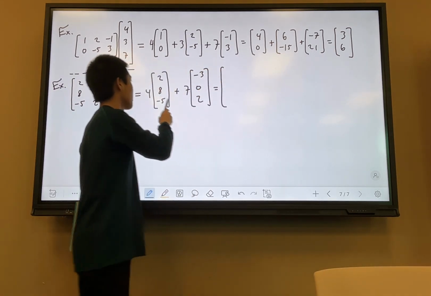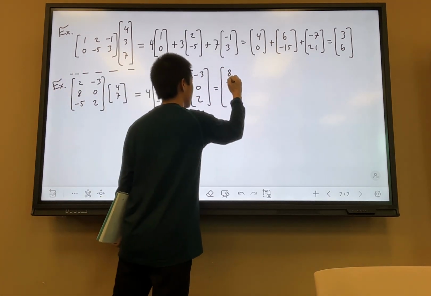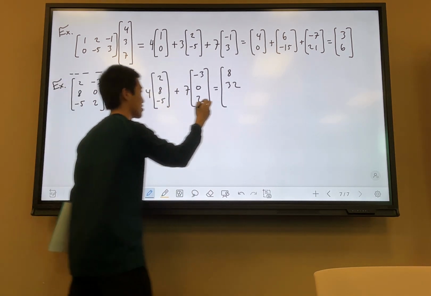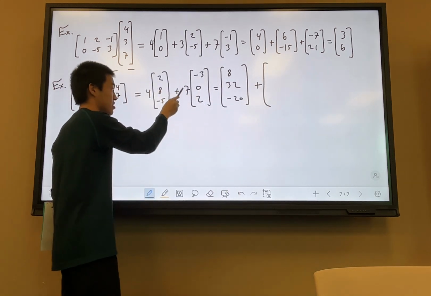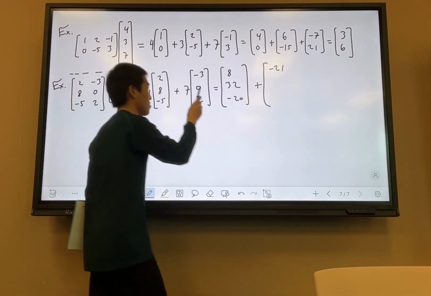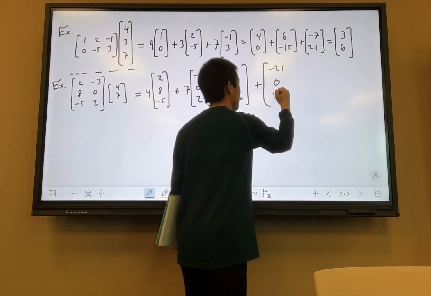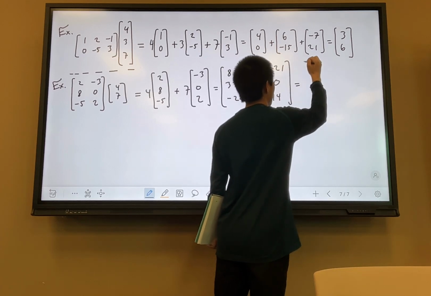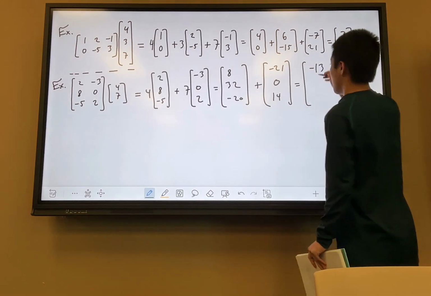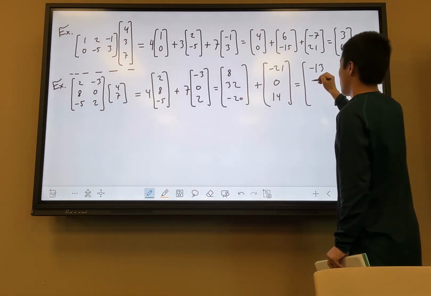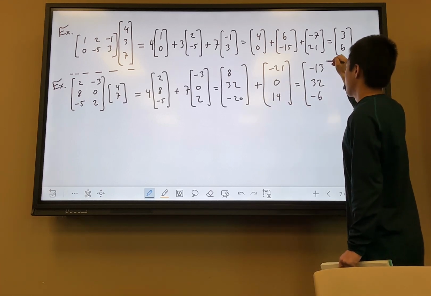So I scale. 4 times 2 is 8. 4 times 8 is 32. 4 times minus 5 is minus 20. Scale the next one. 7 times minus 3 is minus 21. 7 times 0 is 0. 7 times 2 is 14. I think you get the gist of it now, yeah? So we have minus 13, 32 plus 0 is 32, and minus 20 plus 14 is minus 6.